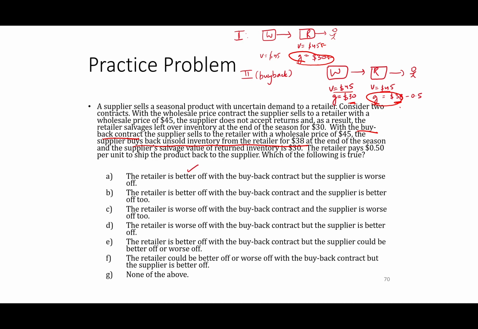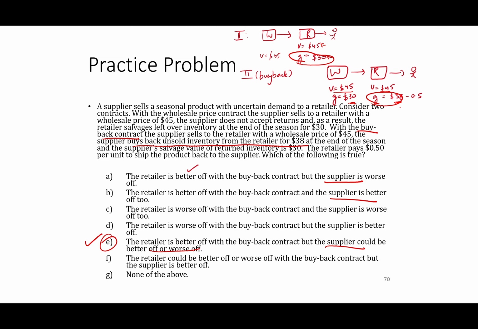But what happens to the supplier? Is the supplier worse off? Is it better off? Or it could be worse or better. Similar to the previous question, the answer would be the supplier could be better off or worse off, because it's going to be better off because the retailer now orders more from the wholesaler.